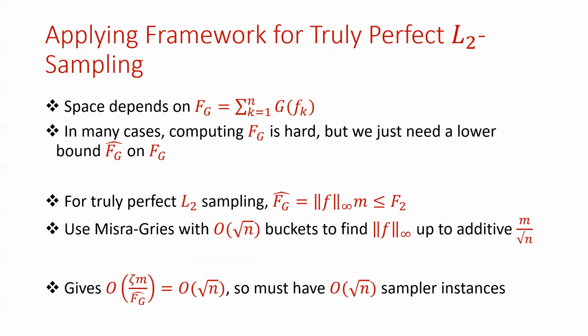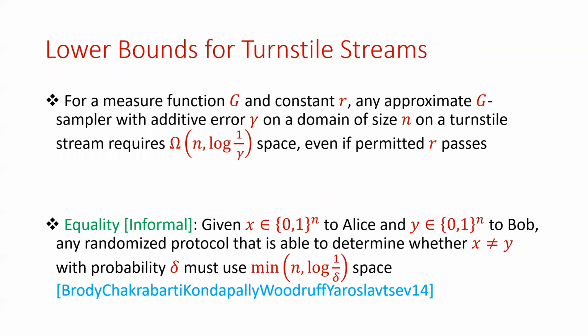So it remains to find a lower bound, f hat of g, on f of g. For example, for truly perfect sampling, we notice that it suffices to find the max coordinate of f times the length of the stream, and we can do this using Misra-Gries with root n buckets to find the max coordinate up to an additive m over root n. And it turns out that this gives roughly root n additive error, and so we actually do need root n sampler instances. Okay, so that's our framework for truly perfect sampling.